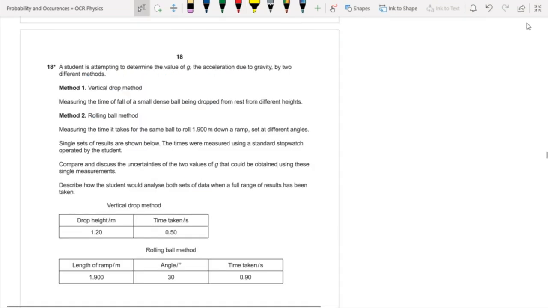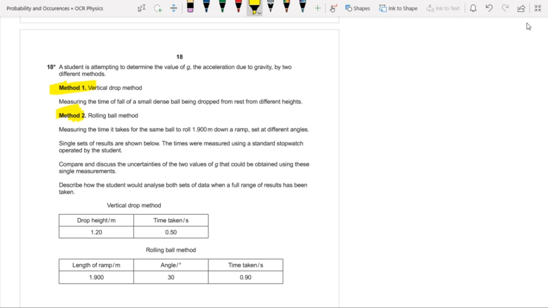All right, moving on to question number 18. A student is attempting to find the value of g, the acceleration due to gravity, by two different methods. Method one is the vertical drop method, measuring the time of fall of a small dense ball being dropped from rest from different heights. Method number two is the rolling ball method, where a ramp is set at different angles and the ball is dropped from a height of 1.9 meters.